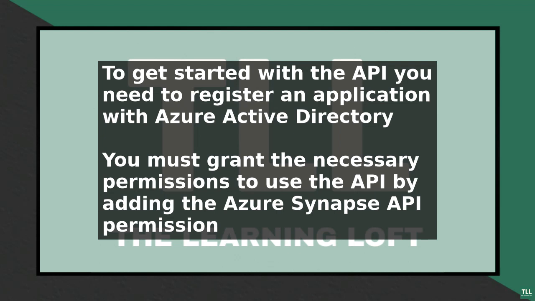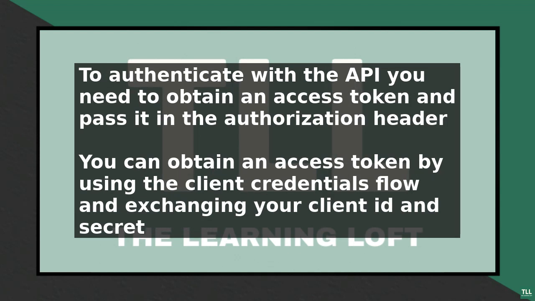Azure Synapse REST API endpoints. The Azure Synapse REST API provides a set of endpoints for interacting with Azure Synapse resources, such as workspaces, databases, tables, and queries. The API endpoints are organized into several categories, including workspaces, databases, queries, and monitoring. You can use these endpoints to create and manage resources, query data, and monitor performance.